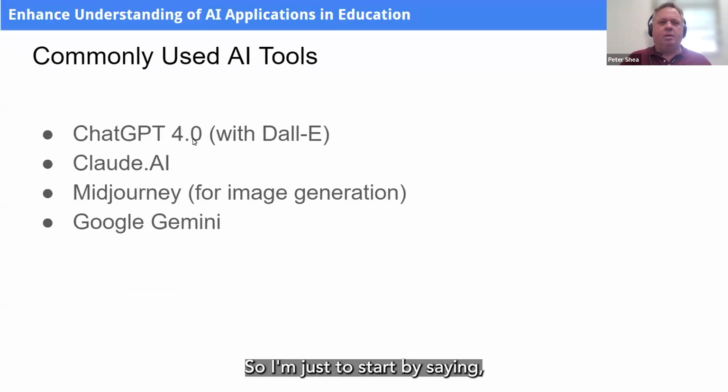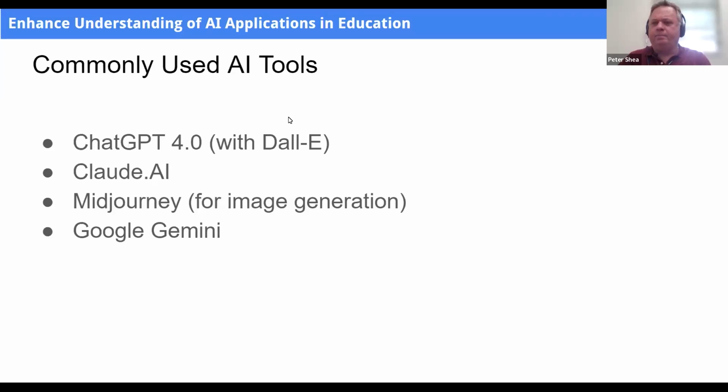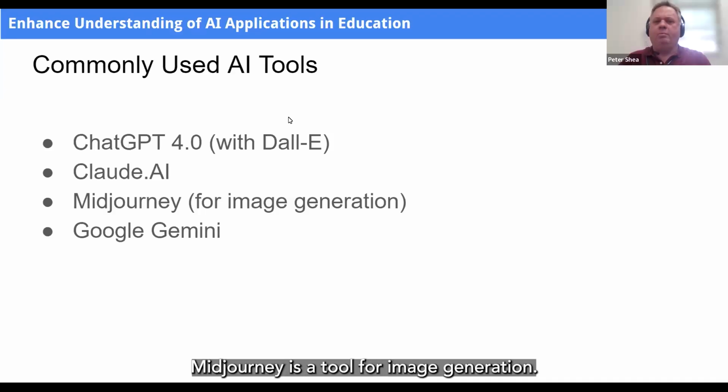I'm just going to start by saying, before I begin, people often wonder, what tools do people use in education? In other words, to use AI. Some of these you've heard of, no doubt. ChatGPT is most famous, and it has the image generator DALL-E, which I made generous use of for this presentation. Another very good AI tool is called Claude AI from the company Anthropic. Did I get that right, Devan? Yes. Okay.